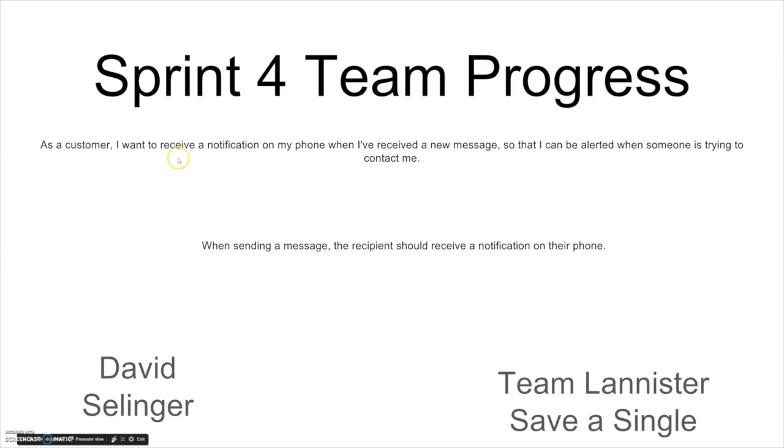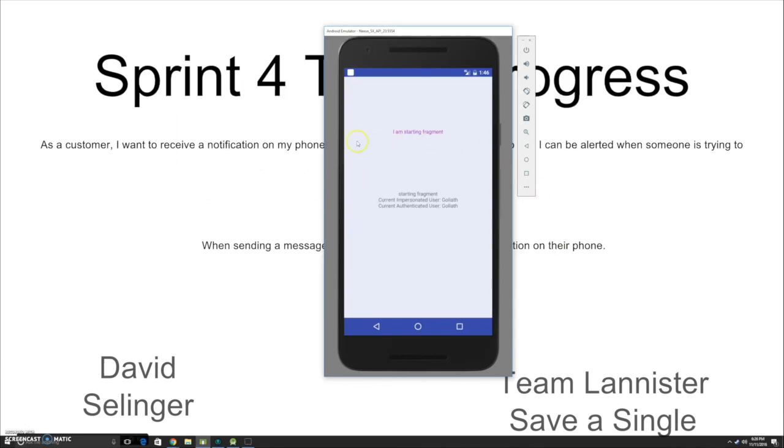As a customer, I want to receive a notification on my phone when I've received a new message so that I can be alerted when someone is trying to contact me. Acceptance criteria: when sending a message, the recipient should receive a notification on their phone.